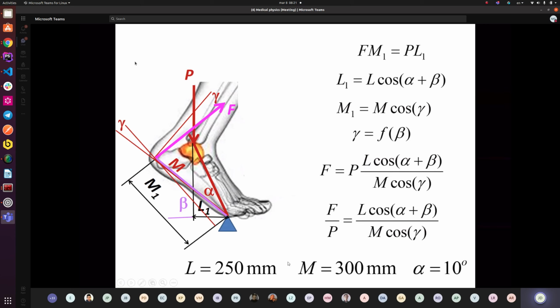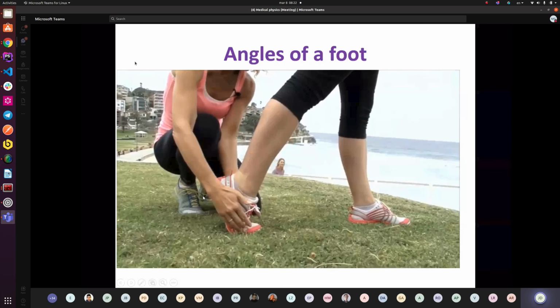So the typical dimensions of L and M are as follows: 250 and 300 millimeters, and alpha angle, this one, is around 10 degrees. And now have a look, really. So this angle and this angle are connected. And now let's have a look at the movie to try to understand what is the correlation between these two angles.